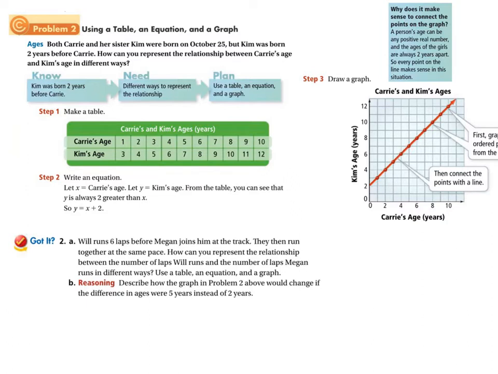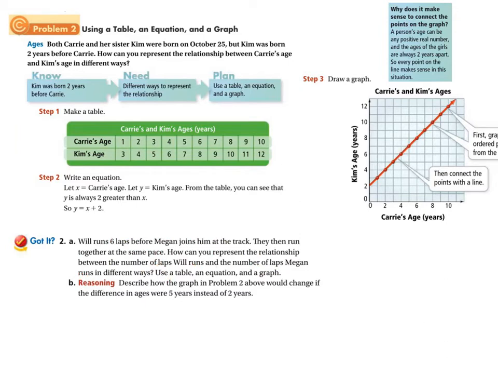Will runs 6 laps before Megan joins him on the track. So Will is always going to be 6 laps ahead of Megan if they're going to be at the same speed, because they run at the same pace. How can you represent the relationship between the number of laps Will runs and the number of laps Megan runs in the different ways?